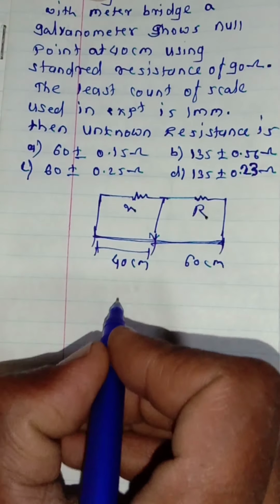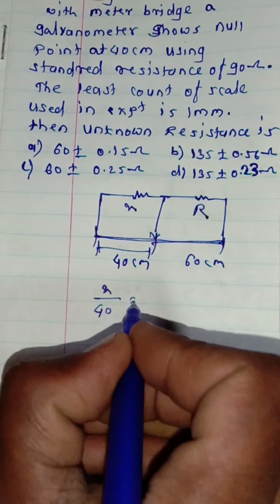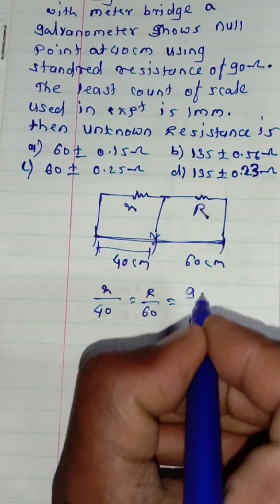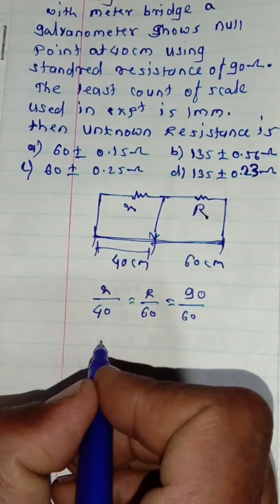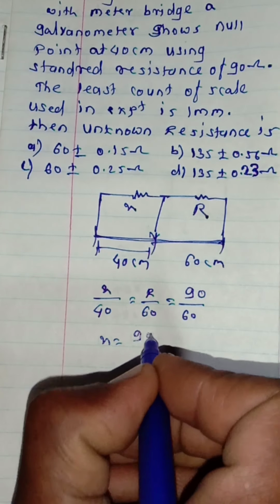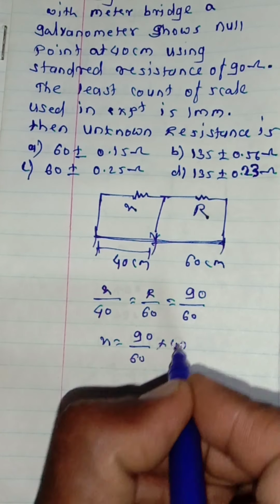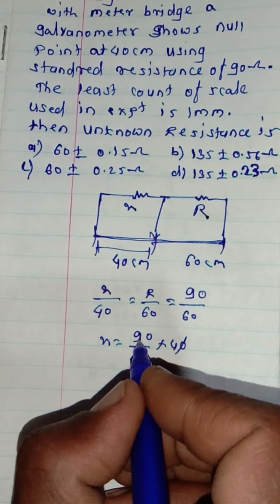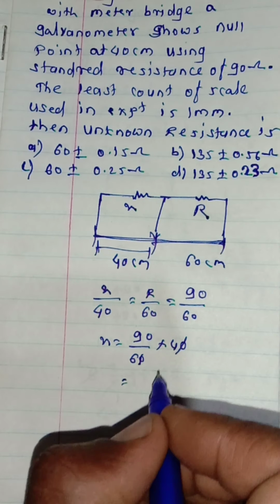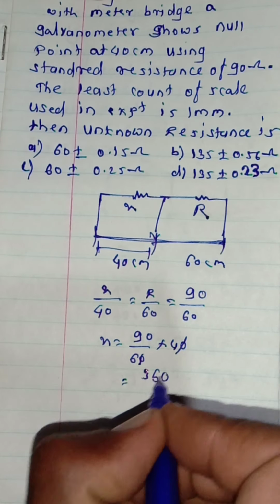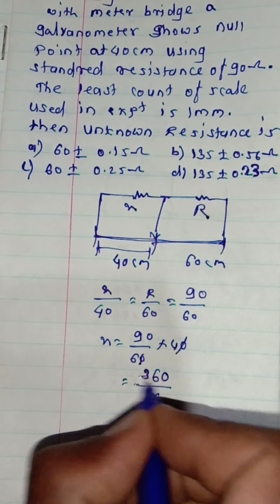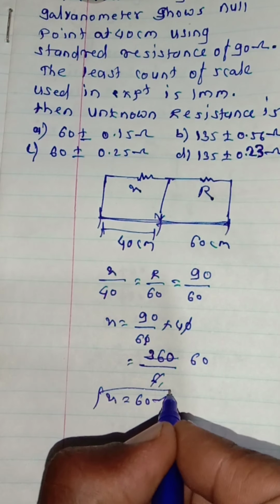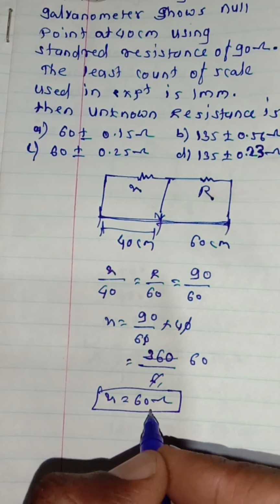Then we can write here x divided by 40 is equal to R divided by 60. The value of R is 90 divided by 60. Then x is equal to 90 divided by 60 multiplied by 40. The zeros get cancelled. 9 into 4 is 36, 360 divided by 6 is 60. That is, x is equal to 60 ohm. The value of x is 60 ohm.